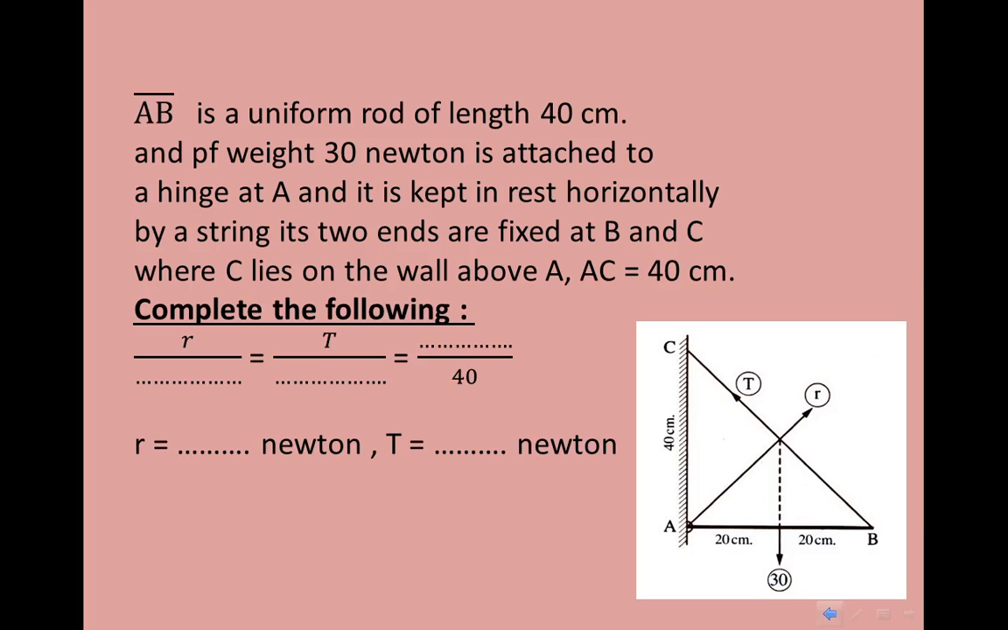Here, the uniform rod AB, its weight acts at the midpoint of it. Take care. In any uniform rod, the weight acts at the midpoint. In the opposite figure, the length of AC equals 40 and AB equals 40. The weight bisects AB to be 20 centimeters and 20 centimeters.